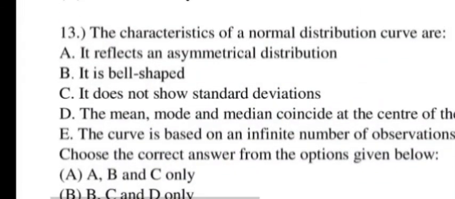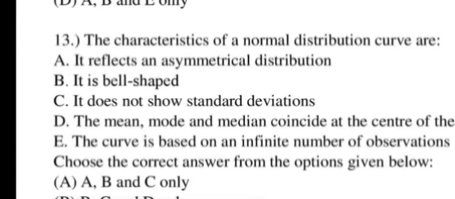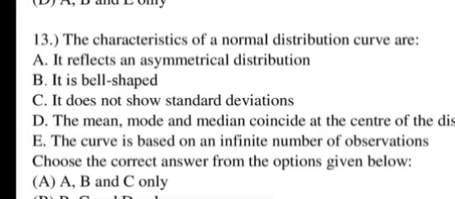Moving on to question 13, it says the characteristics of a normal distribution curve are what? Same as usual, A, B, C, D, E are the options for us. A says it reflects an asymmetrical distribution. B says it is bell-shaped. C says it does not show standard deviations. D, the mean, mode, and median coincide at the center of the distribution. Then E says the curve is based on an infinite number of observations.